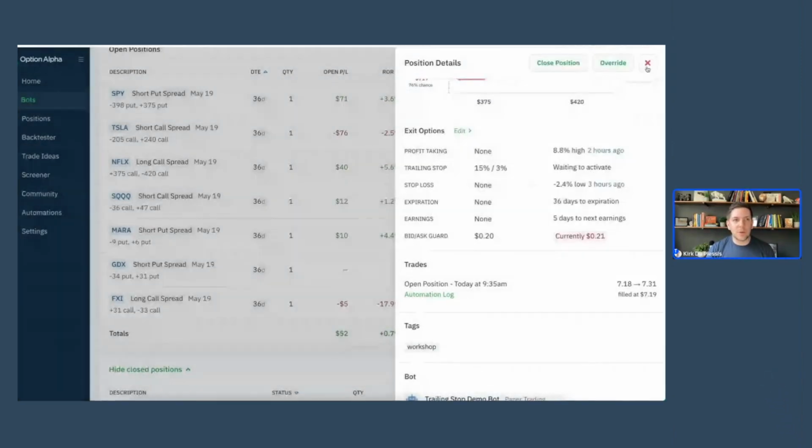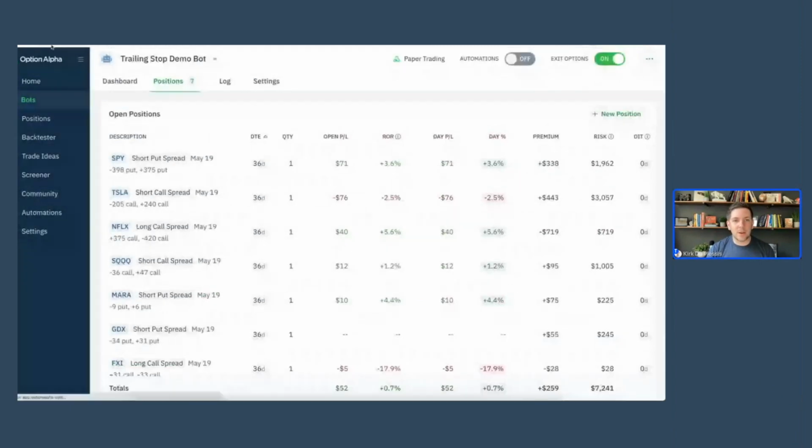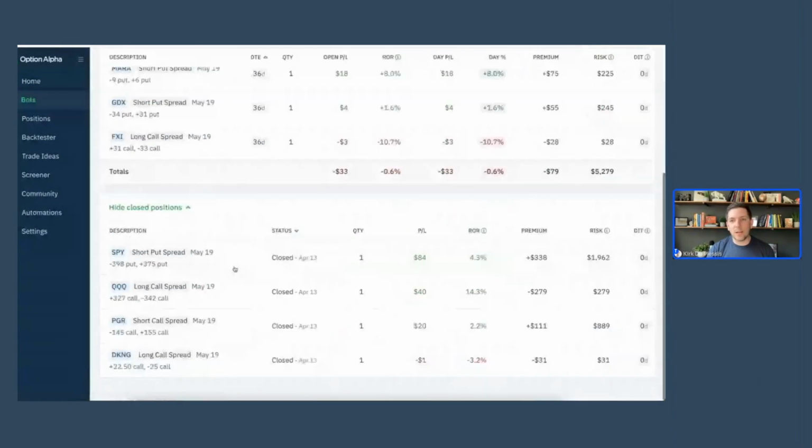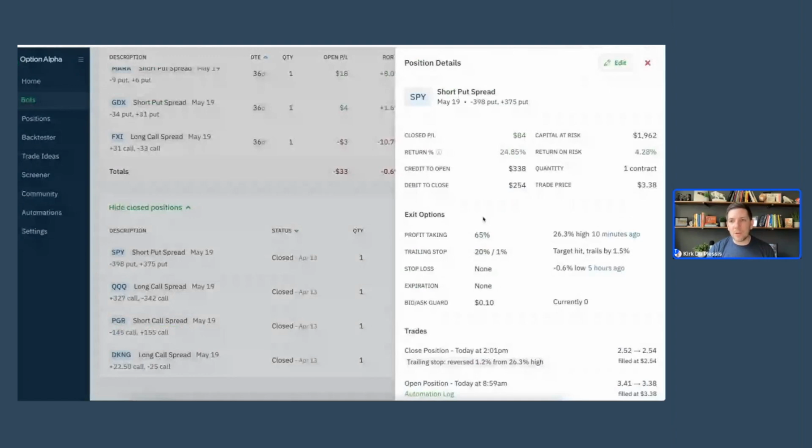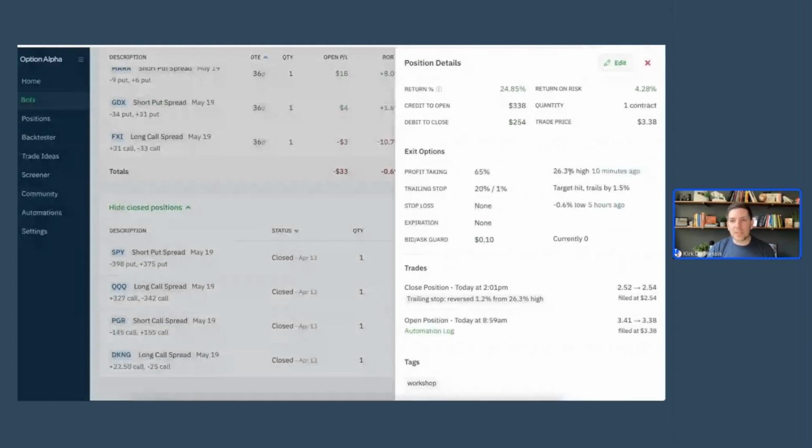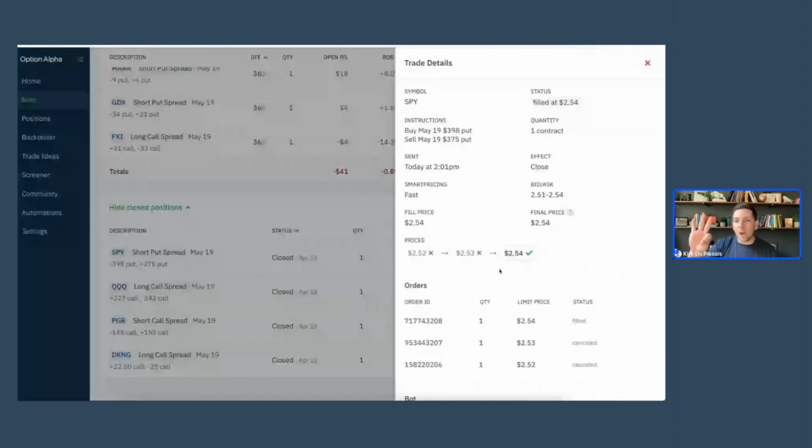Okay, did my short put spread position get closed? Yes, it did. If I go down here to my short put spread, you can see what happened. The high was 26.3. It reversed. I said it could reverse what, 1%. The reversal was actually 1.2% because of how the pricing worked. And then I said, okay, you can start sending orders. And I gave it what?